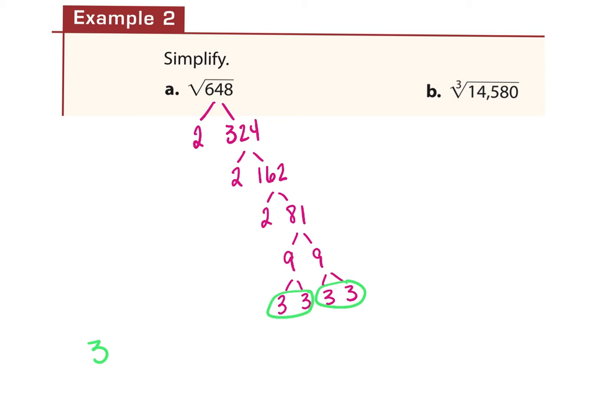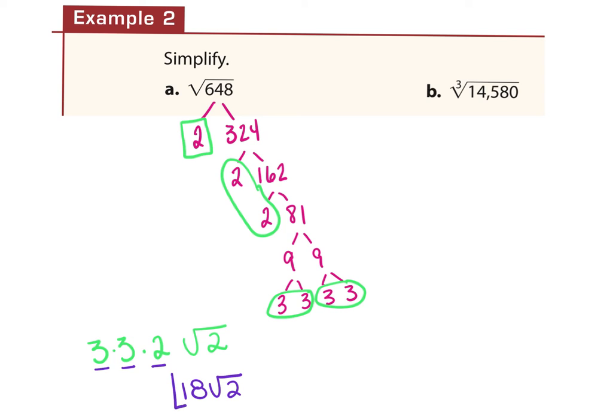I have another set of 3s. Another 3 is going to come out. Any other numbers that can come out? Yeah, I have these. So that's going to come out. What do I have left over? There we go. That's going to stay in. So I need to simplify it. What's going to end up being on the outside? 3 times 3 times 2, which is what? 3 times 3 is 9. Times 2 is 18. Square root of 2. That is that number simplified.